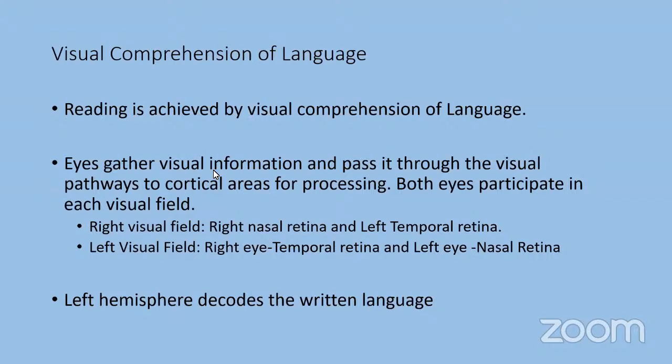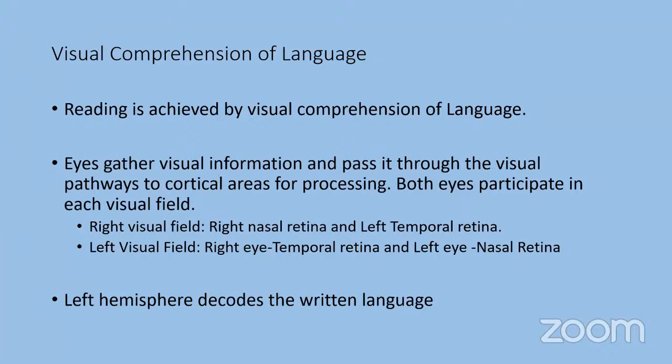Both eyes participate in each visual field. For example, the right nasal retina and the left temporal retina control the right visual field. The left visual field is controlled by the right eye temporal retina and the left eye nasal retina. That means for reading, the visual fields and the control mechanisms of these visual fields are very important. The left hemisphere decodes the written language for reading.